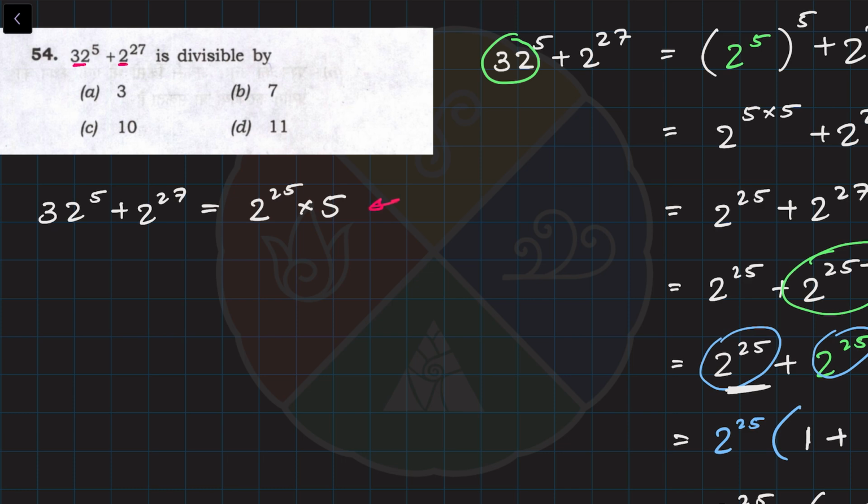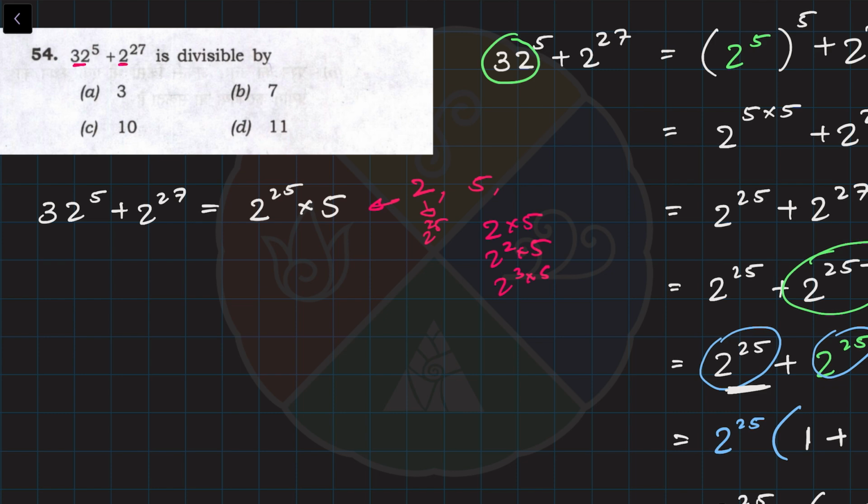Now I can check divisibility. This number is divisible by 2, this number is divisible by 5, this number is divisible by all the powers of 2 till 25. This number is also divisible by any combinations of this, like 2 into 5, 2 square into 5, 2 cube into 5, etc. You can check that also.